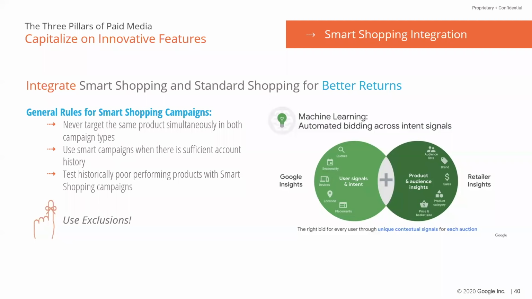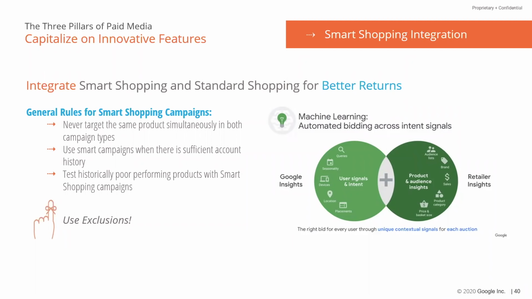Also, only use smart shopping campaigns when there's sufficient account history. If you go into a brand new account and try to launch a shopping campaign, the smart shopping option won't be available to you because Google is not familiar with your account performance history. So you are only allowed to run standard shopping campaigns with brand new products. And then the other thing here is if you have a really stubborn product or specific products that you haven't been able to get to perform well or accrue a positive return on ad spend, that might be a good test to throw into a smart shopping campaign and see how it does.